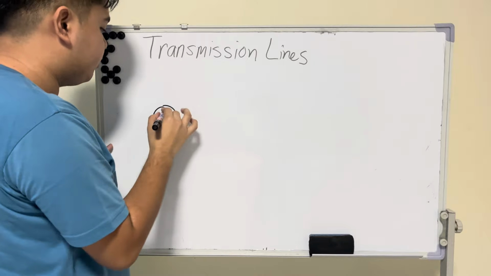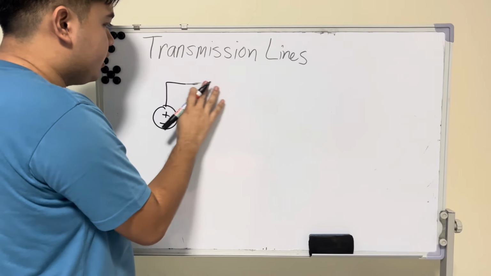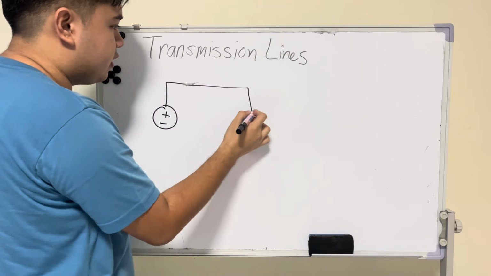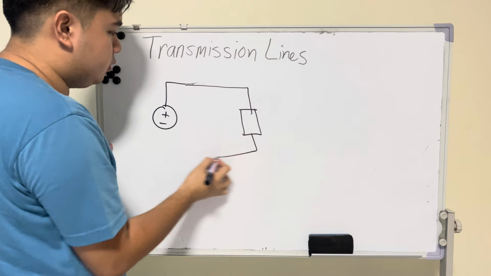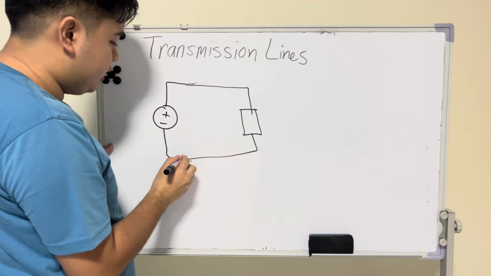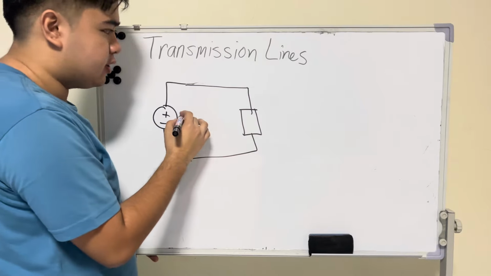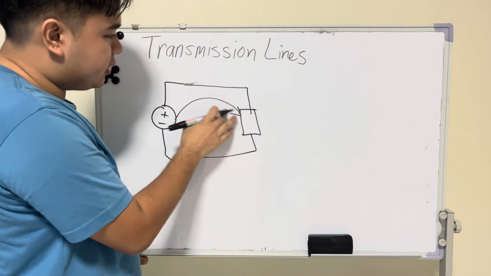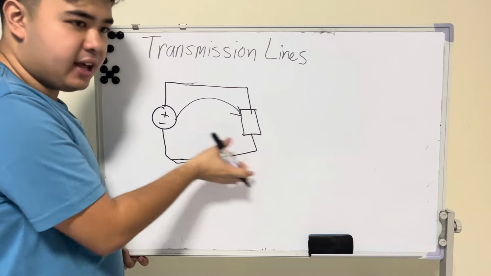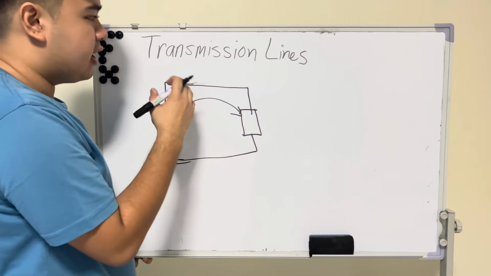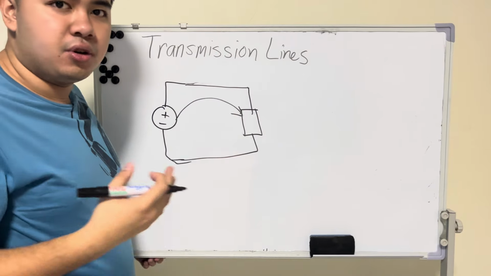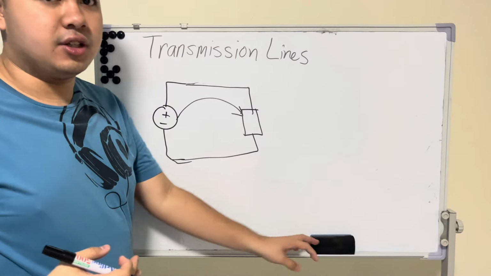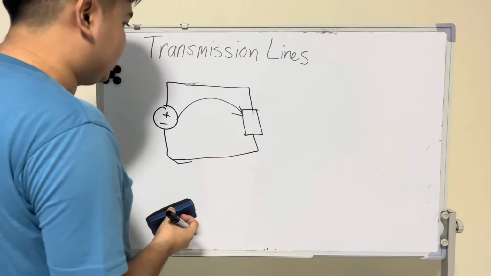So we have the source, and we have some transmission line, and then we have the load. The goal, hopefully, is for all the power in the source to end up in the load. Any power that is not in the load is wasted at the transmission line. And the transmission line noise, or the transmission line attenuation, is what we don't want to have.